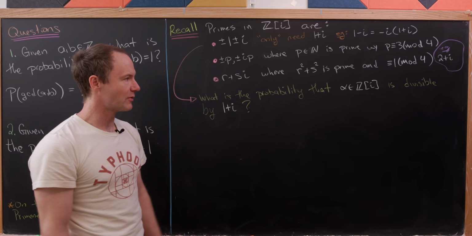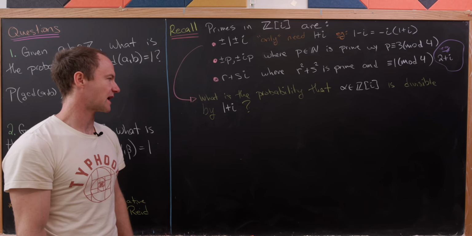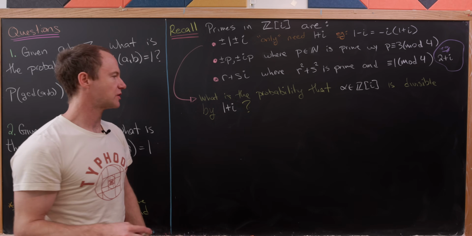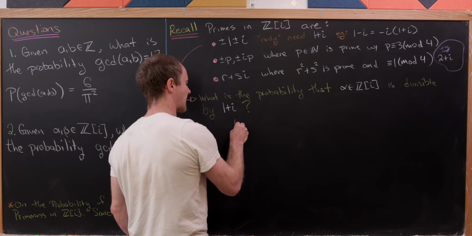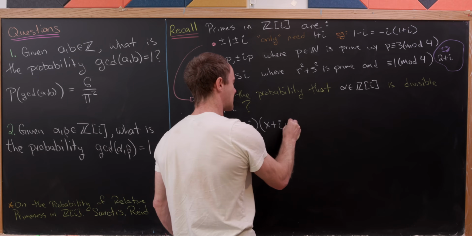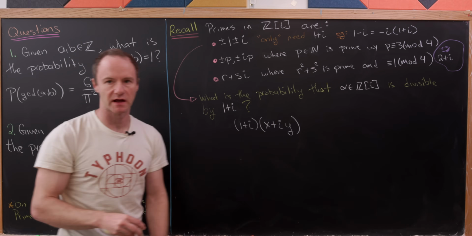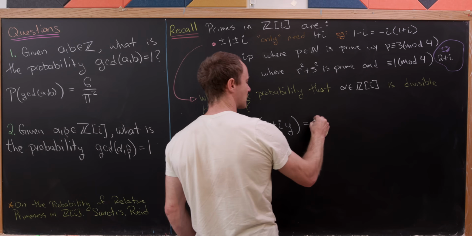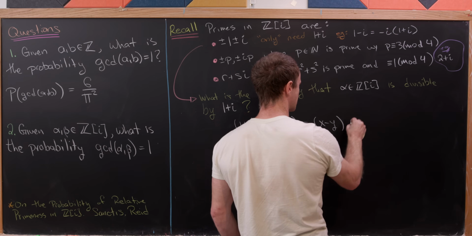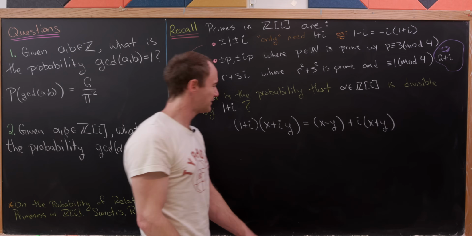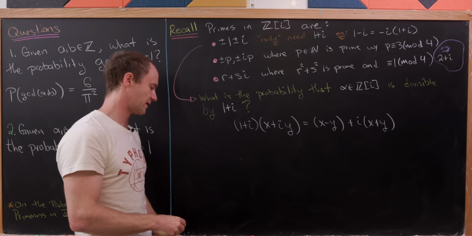And that is the probability that alpha in Z adjoin i is divisible by 1 plus i. So I think we can argue this in the following way. Let's look at a multiple of 1 plus i. So we've got 1 plus i times x plus iy. That'll be a multiple of 1 plus i. So multiplying this out, we'll get that this is x minus y plus i times x plus y, keeping in mind that i squared is negative 1.